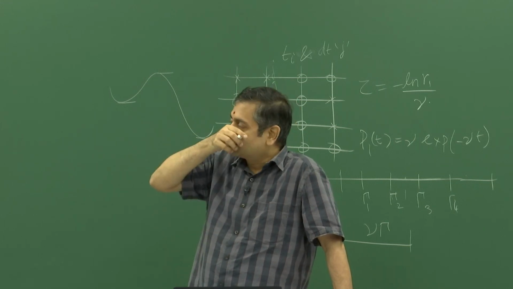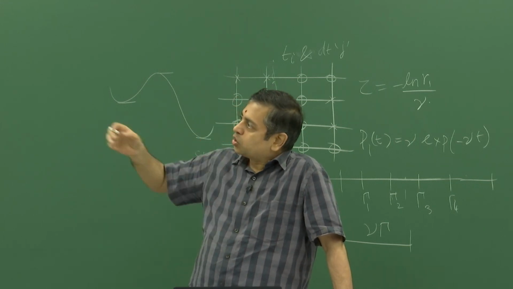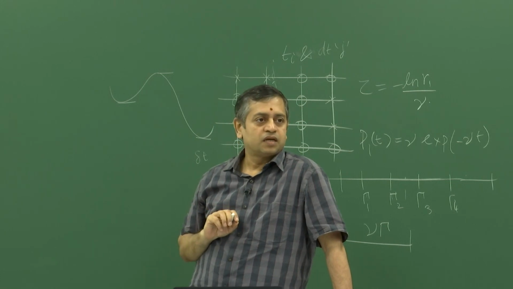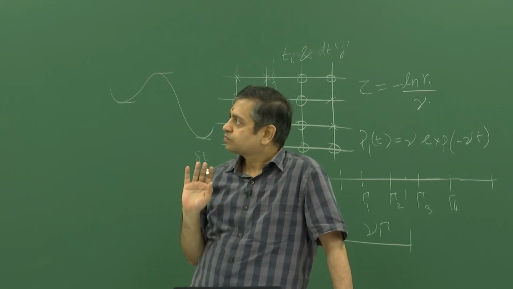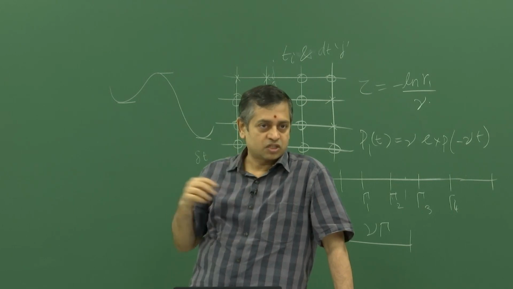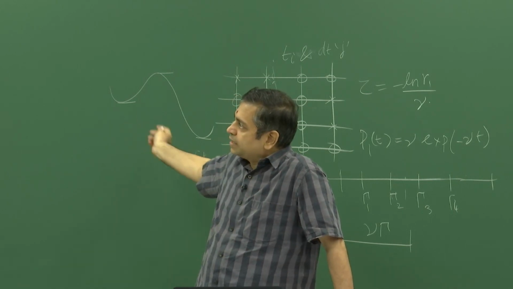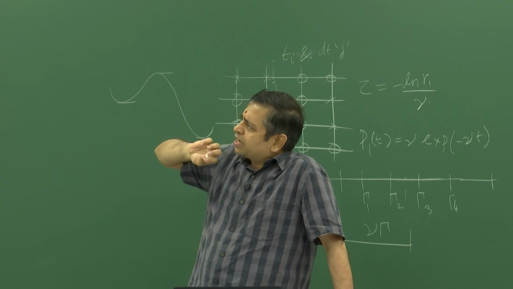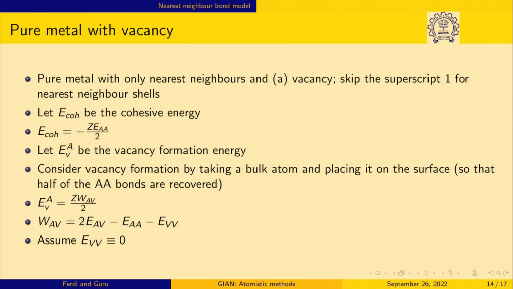How do I calculate these parameters? You consider a pure metal with only nearest neighbors, and one vacancy, because that is the scenario we are dealing with. Because I am going to consider only the first nearest neighbor, I am going to avoid using the superscript 1, but in the paper it is written n. But n is 1.